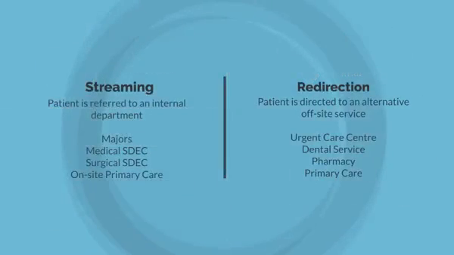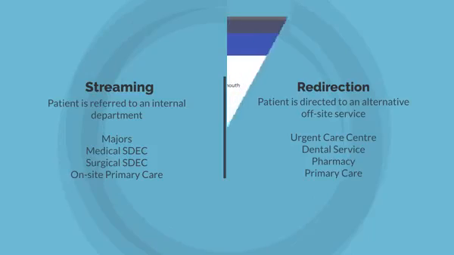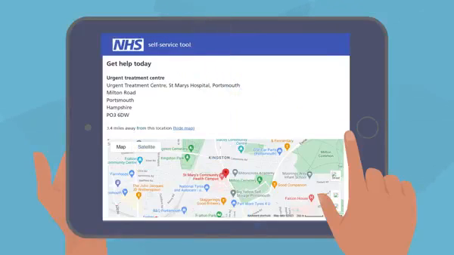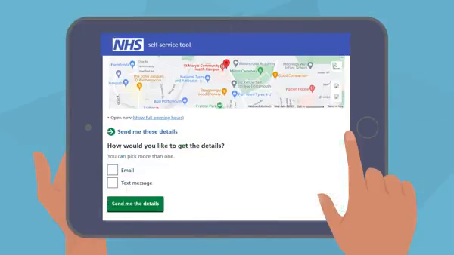The patient can be directed to departments within the hospital or to external services such as urgent care centres, dentists, pharmacies, or their own GP. Where they are sent is up to you and can be as flexible as you need it to be based on the availability of local services in your area. The details of the service will be presented on screen, but they can also be sent to the patient by text or email if necessary.